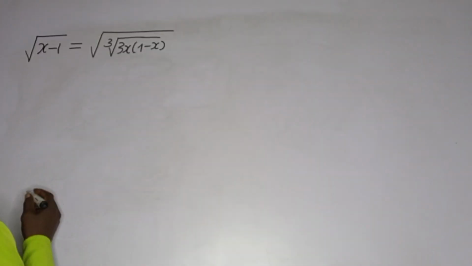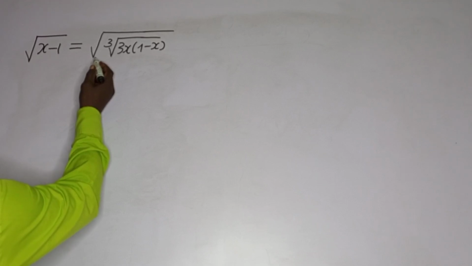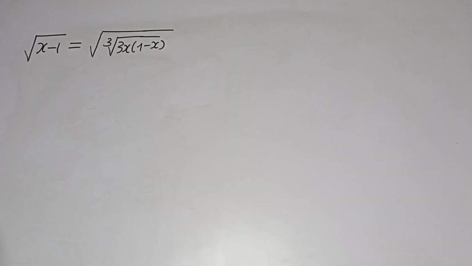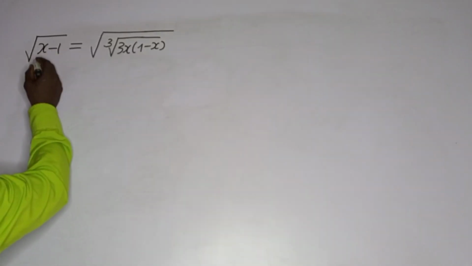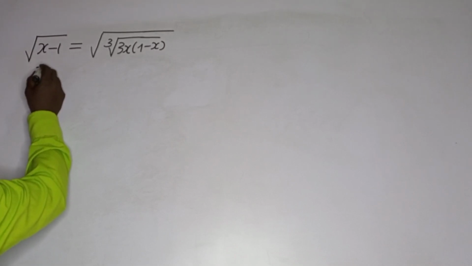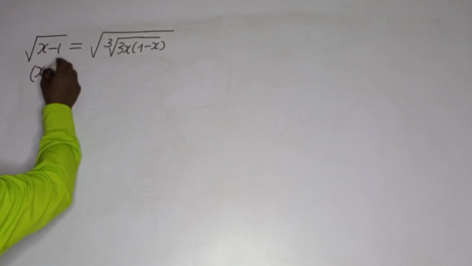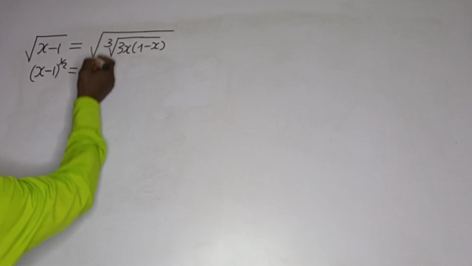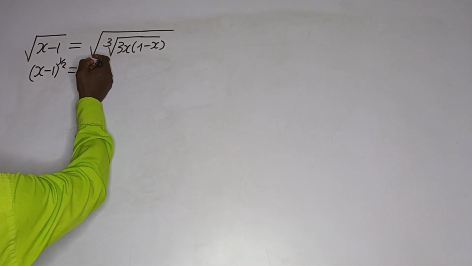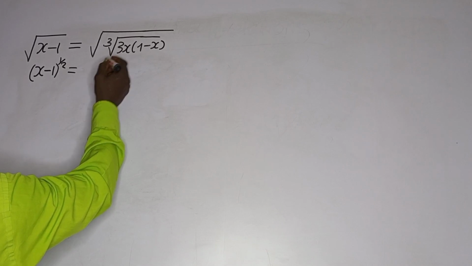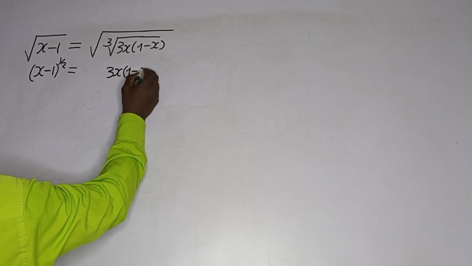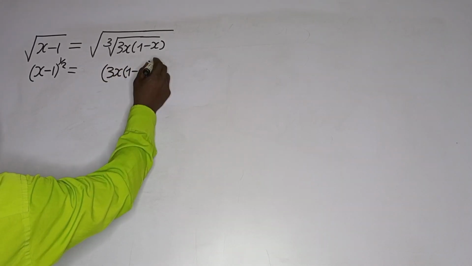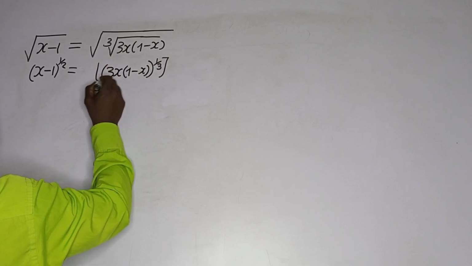Now the very first thing is to bring everything into index form. We have to bring this expression into index form first, and then we will see what to do. Square root means power half, and so we have x minus 1 to the power half in index form. Here we have square root power half, cube root power 1/3 of all of this expression. So let's write that out: 3x into 1 minus x, cube root, square root.